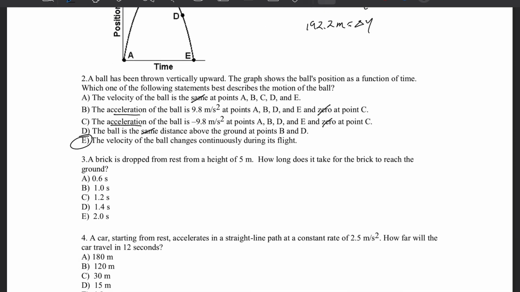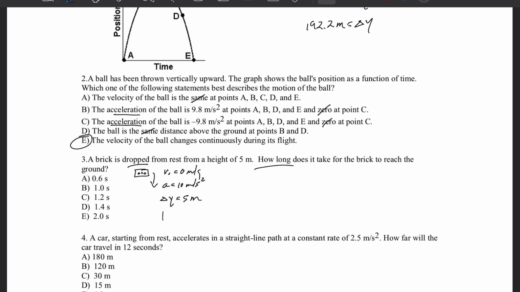A brick is dropped. Dropped means v naught is equal to 0. That's the initial velocity. It's dropped from rest, so they're telling us in two ways that v naught is 0. The displacement is 5 meters. How long does it take? So we're looking for time for the brick to reach the ground. So we need to know three things. The height is 5 meters, acceleration is 10 meters per second squared, initial velocity is 0.